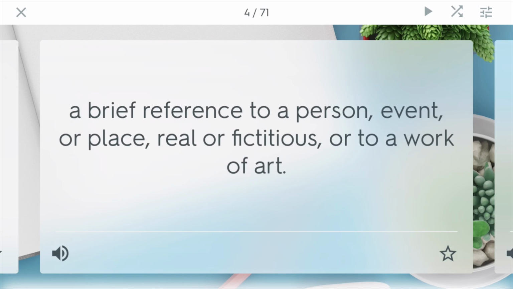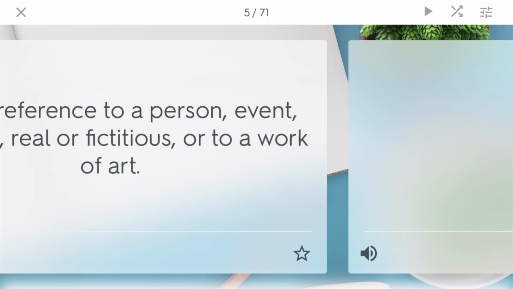Allusion is a brief reference to a person, event, or place. It can be real or fictitious, and it's often to a work of art. Many historical events are alluded to because of the significance they hold to human history.